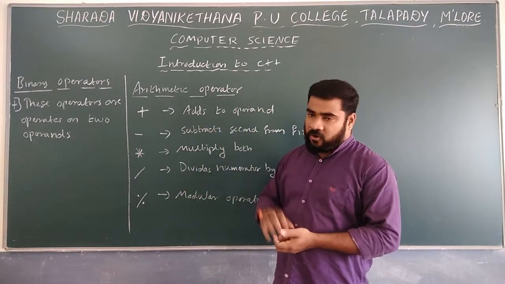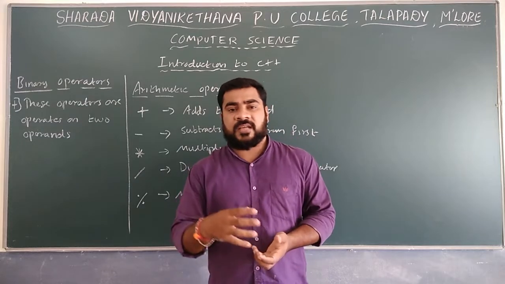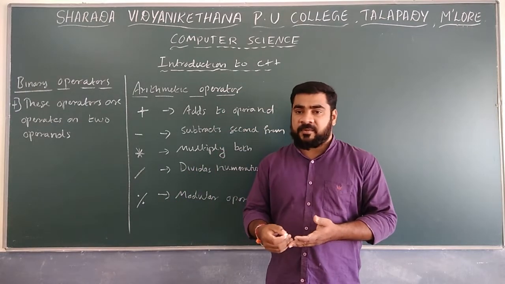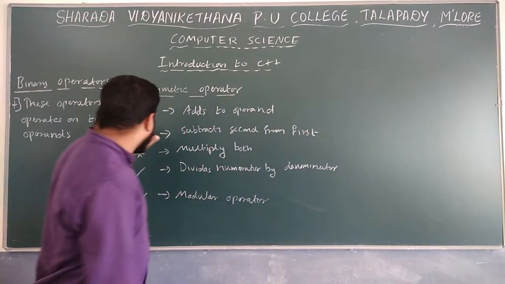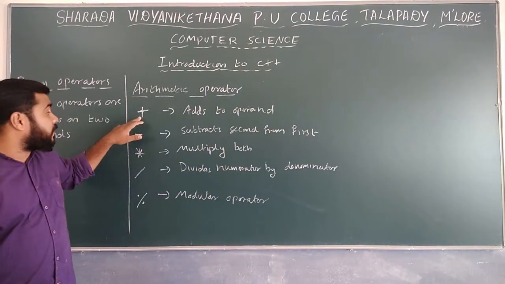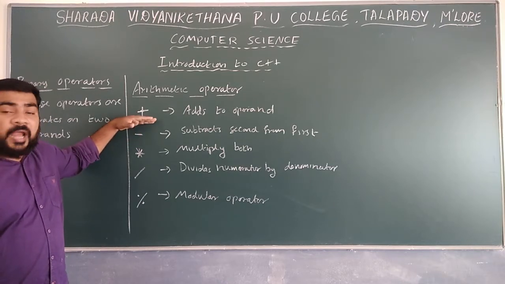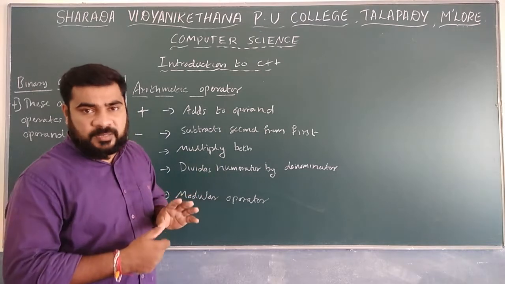So here, in the binary operators, the first one I took is the arithmetic operators. So what is an arithmetic operator? If you want to perform arithmetic operations, then we use the arithmetic operators. The first one is plus. This plus is already there in the case of the unary operator, and it also adds two operands. Two operations are performed by the plus operator.